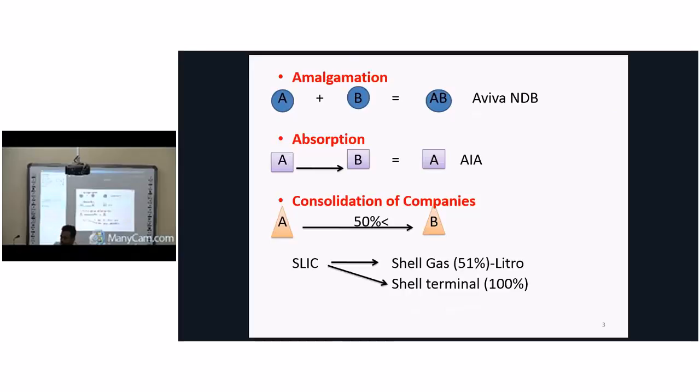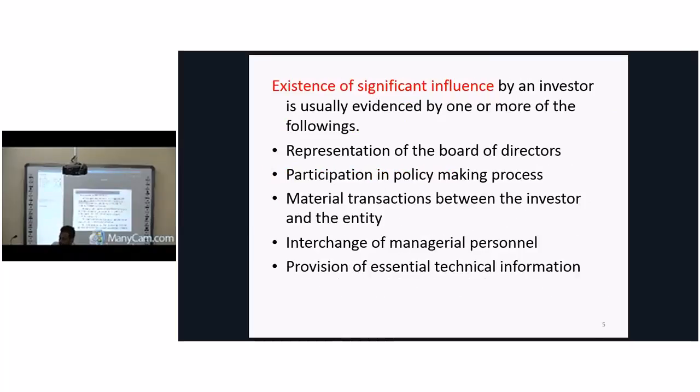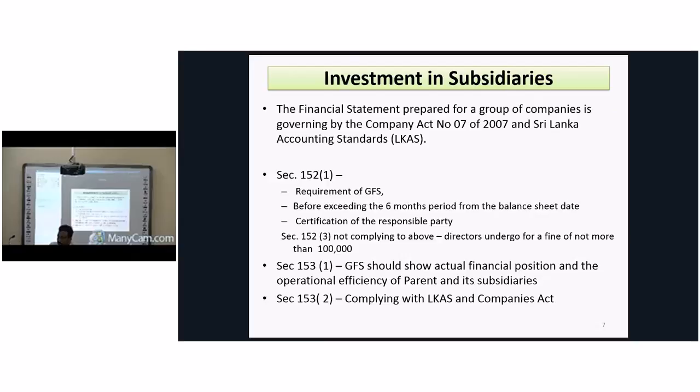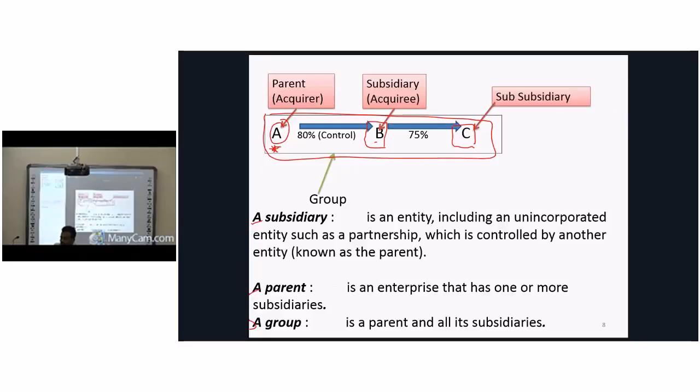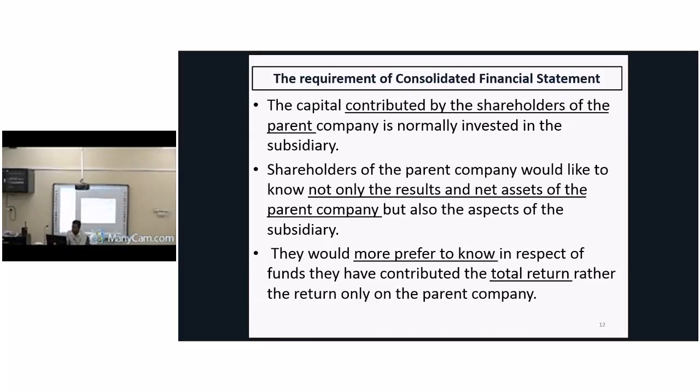We learned about amalgamation, absorption, and we came into consolidation. Finally, we learned different types of investments made by one entity in another. Accordingly, we learned about simple investments, associates, subsidiaries, and joint ventures. Then we came into the discussion on investments in subsidiaries, and we learned the parent, subsidiary, and sub-subsidiary relationship. Maybe in different forms, but we now know what a subsidiary is, what a parent is, what a group is, what control is, etc. And we learned about NCI as well.